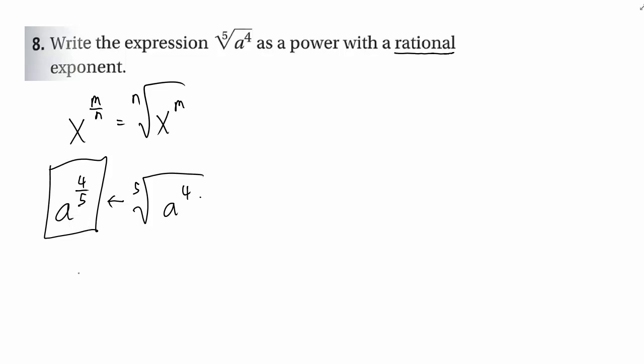You could technically write a to the, if you take 4 and divide it by 5, you get 0.8, but leave it as a fraction because it's easier to see the relation. If you write 0.8, it's like, wait, how does that relate to a 4 or a 5? It's 4 divided by 5, but you lose the connection there. So leave it as a fractional exponent. So when they say rational exponent, think fractional exponent. That's the answer for number 8.